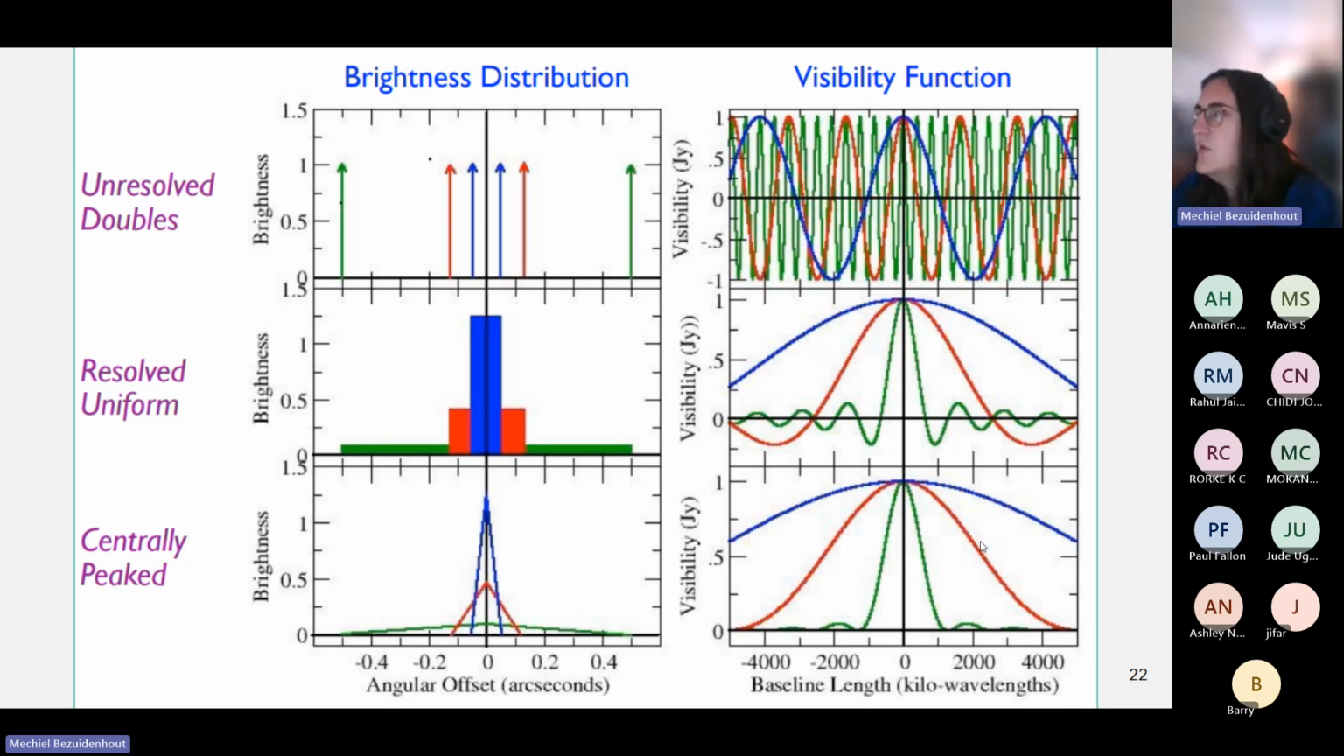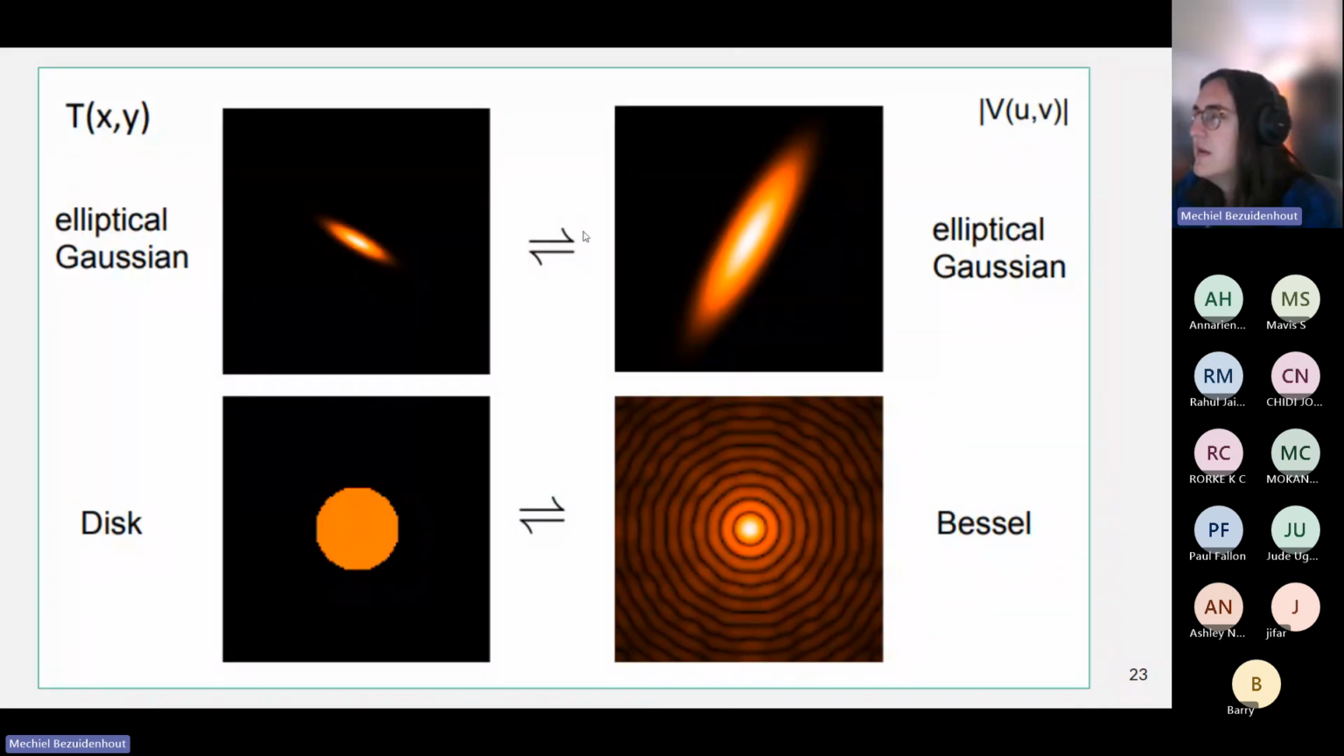You can do this in 2 dimensions as well. So on the left is the brightness distribution, and on the right is the visibilities that correspond to that. So if you take the Fourier transform and its inverse, you can directly convert between these 2 images. If you have an elliptical Gaussian in the brightness, it gives you an elliptical Gaussian in the visibilities. If you have a flat disk in the brightness, then the visibilities will look like this Bessel function, where you have a bright central peak and then maxima and minima going out.